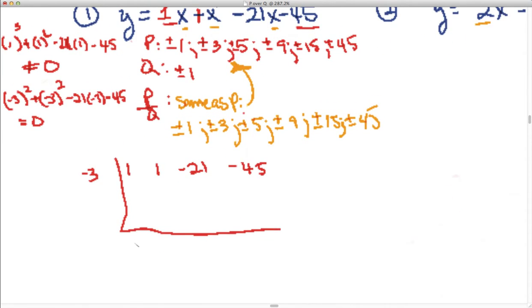Not the artistic capabilities. So bring down the 1, multiply, you get a -3. You add these two together, and when you add these two together, you're going to get a -2. And then you multiply these two, you get a +6. When you add these two together, you get a -15. And then here, when you multiply, you get 45, which is 0.